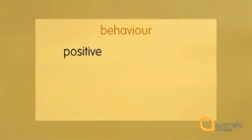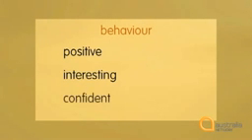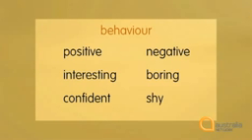And we can describe someone's behaviour too. Are they positive, interesting and confident? Or are they negative, boring and shy? When learning to describe people, it's a good idea to be familiar with opposites like these. This will help you build your vocabulary very quickly.